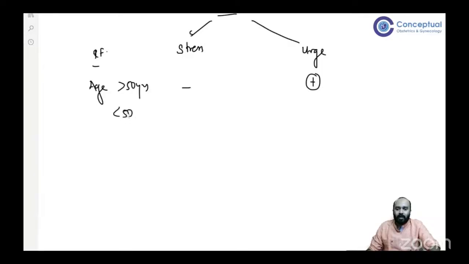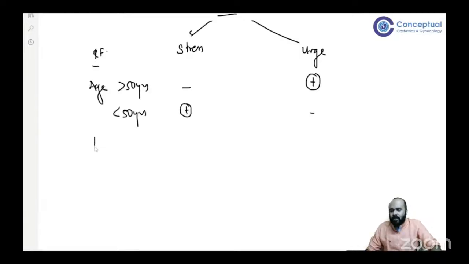Similarly, age less than 50 years, these are those women who have had multiple vaginal deliveries, multiple children that they have delivered, and higher parity. Basically, the pelvic floor is lying all weakened out. So less than 50 years, I'm going to see more of stress rather than urge incontinence.